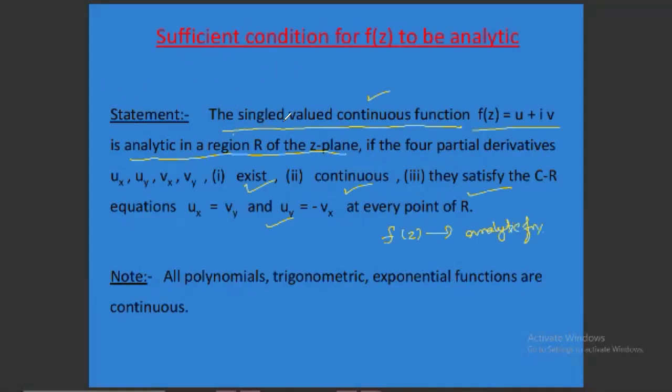The necessary condition is a must. And note that polynomials, trigonometric and exponential functions are all continuous. So you can directly find the partial derivatives, and if it satisfies the CR equation, then we will conclude that f of z is analytic.